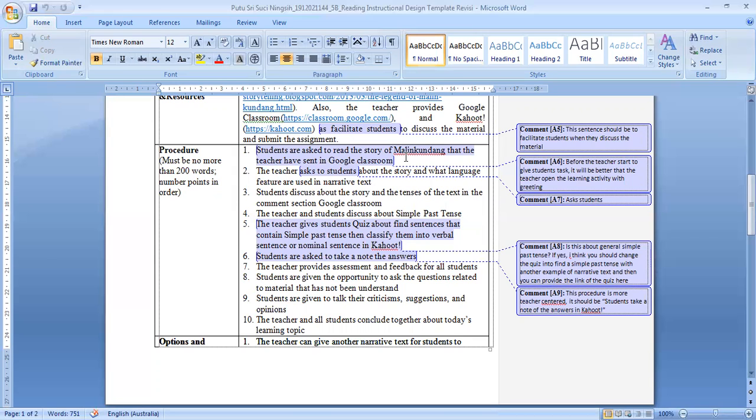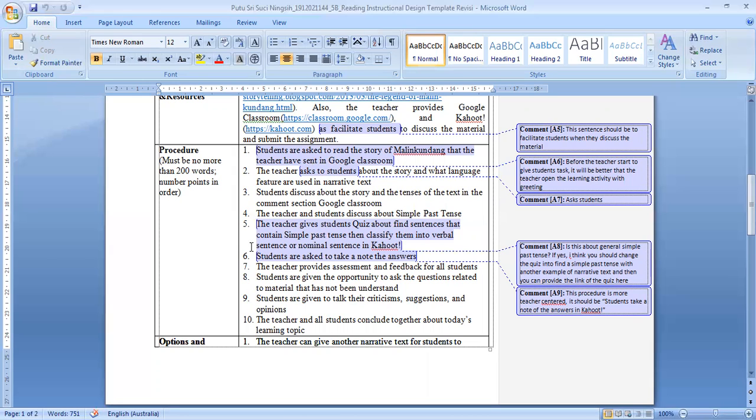For the second procedure, the teacher asks the student about the story and what language features are used in narrative text. For this sentence, I think it should change into "the teacher asks students", not using "to".